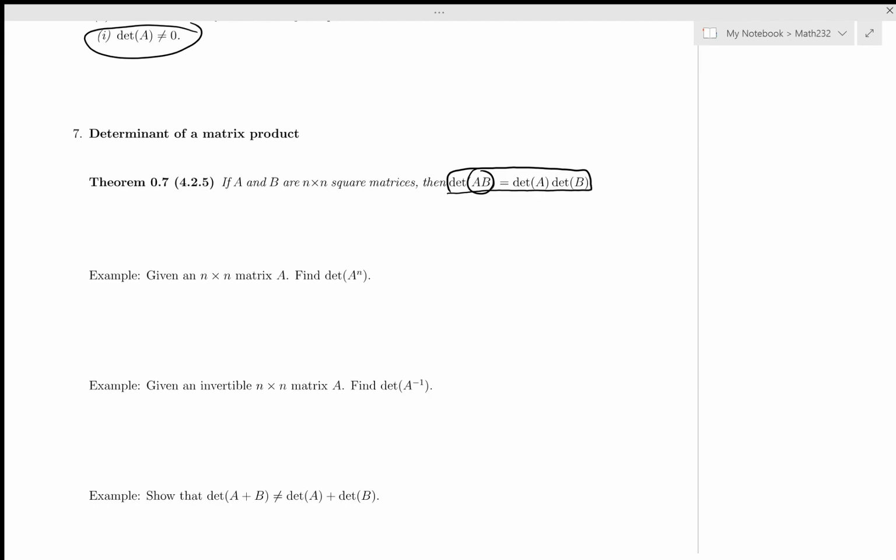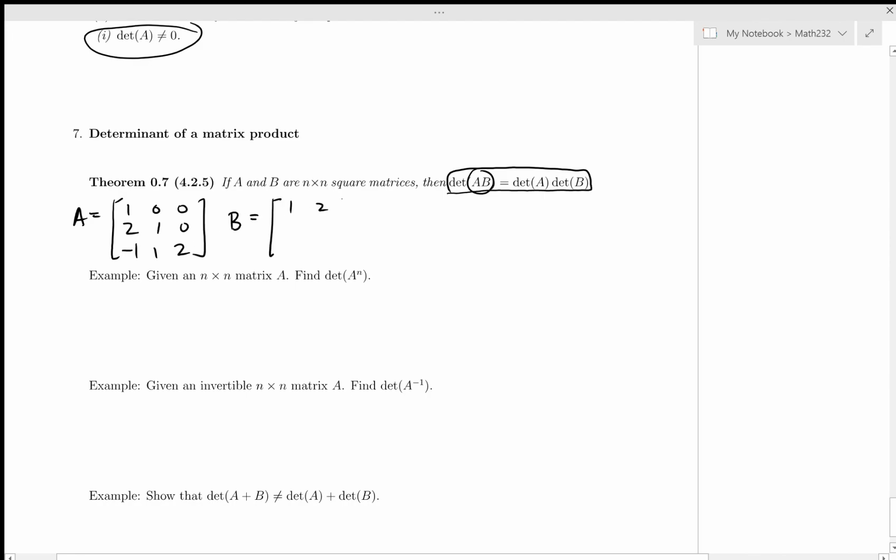Okay, so let me just show you an example of this. That's all. I'm not going to prove this. So let me take a lower triangular matrix like that: 1, 0, 0, 2, 1, 0, and minus 1, 1, 2. And I'll take also an upper triangular matrix looking like this: 1, 2, 4, 0, minus 1, 1, 0, 0, 2. I'll multiply those two together, and I got this one. You might want to check me, but when I multiplied those two matrices together, I got this.